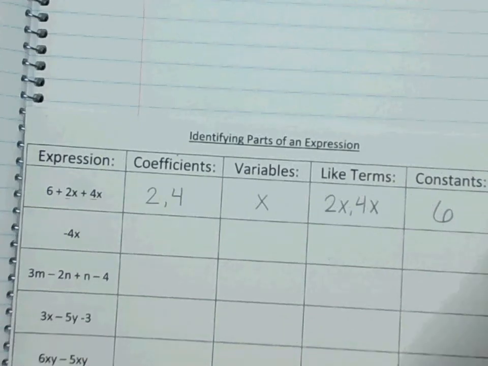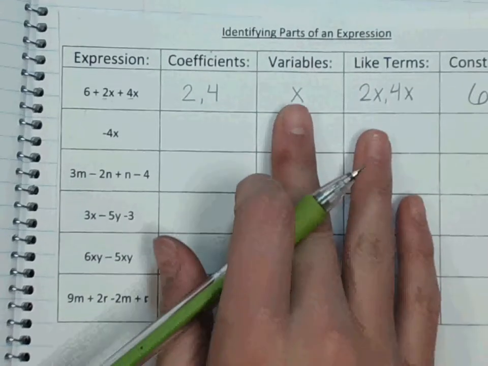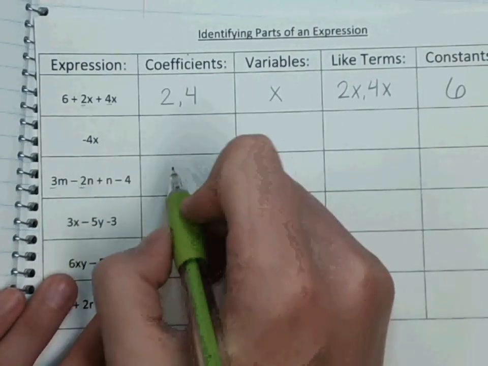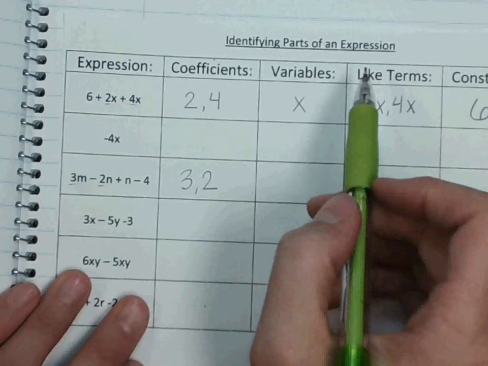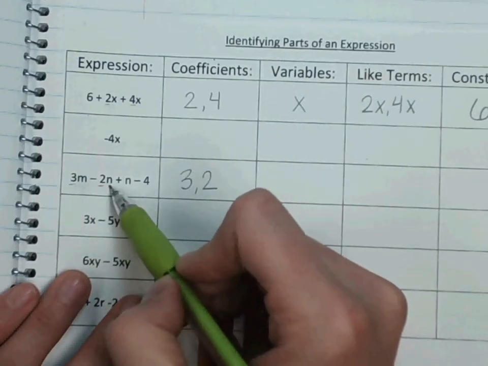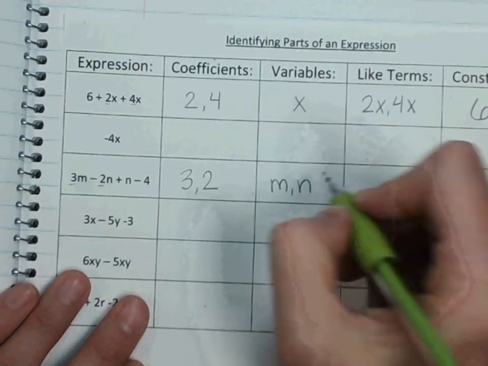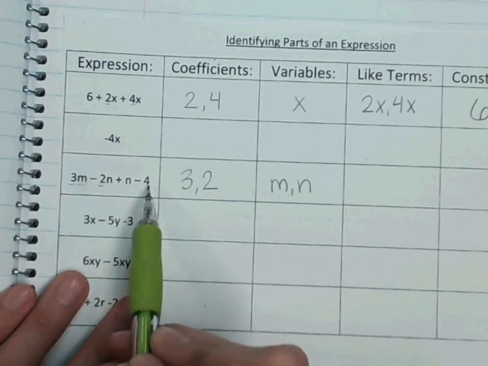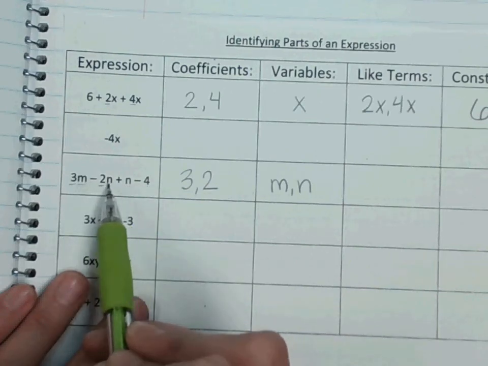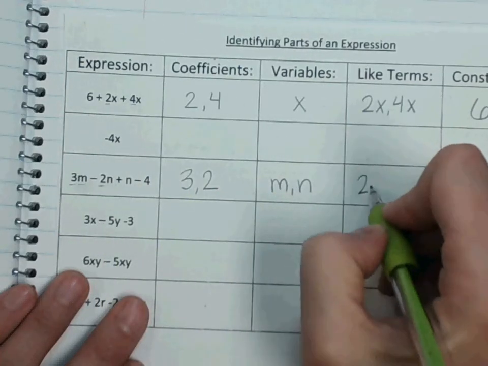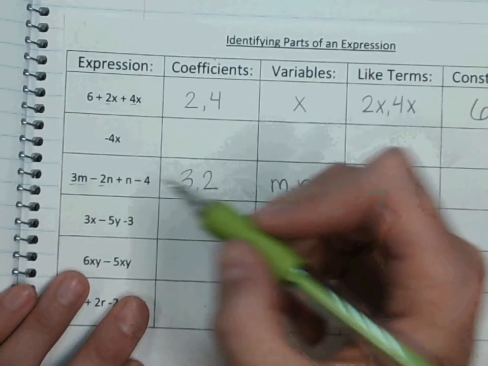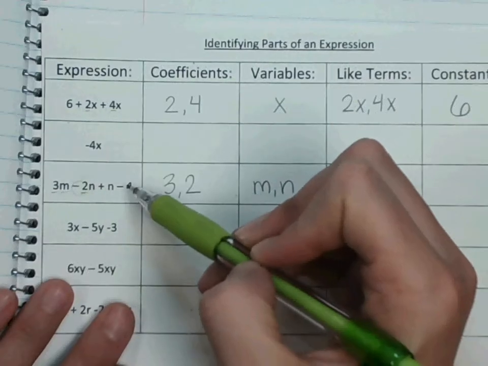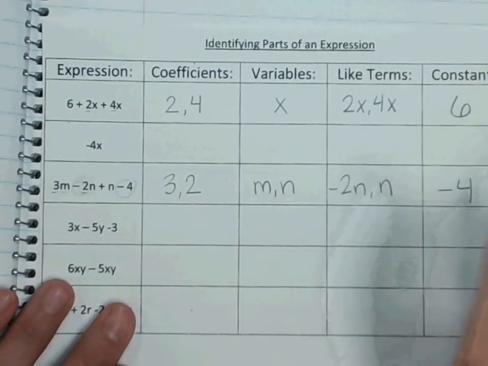Okay. Alright, I want to do the very last one with you. Actually, I'll do this one right here, the third one. So coefficients are numbers that are next to variables. So we have 3 and we have 2. Variables, we have two different ones. We have m and we have n. Like terms, okay? So m, there's not another m, so that doesn't have a like term. N, there is another n, so we're going to do 2n and n. And that's actually a negative 2n if you look at the sign. Okay, and then constant, the only constant number by itself is negative 4. So we're going to put negative 4.